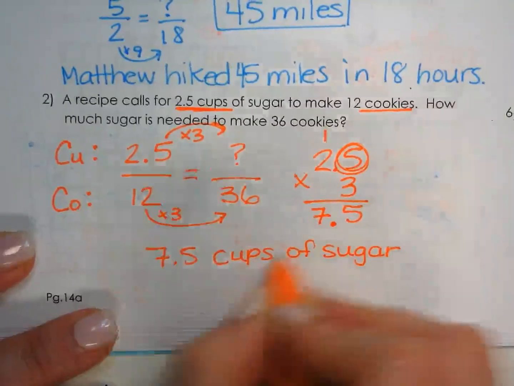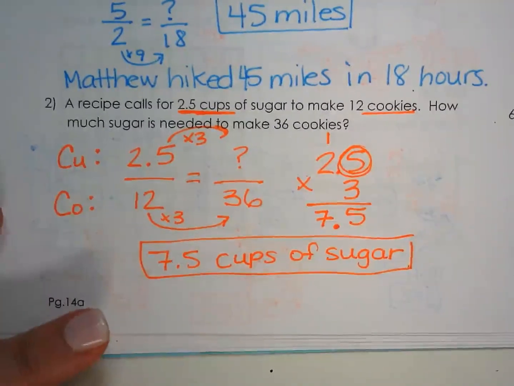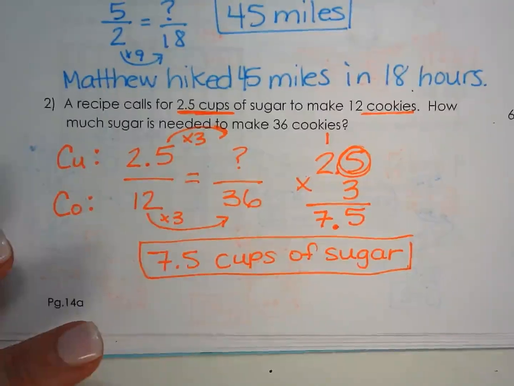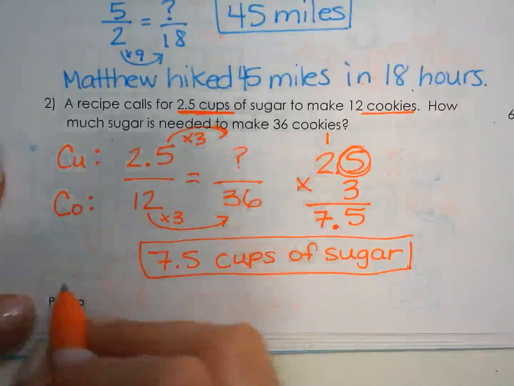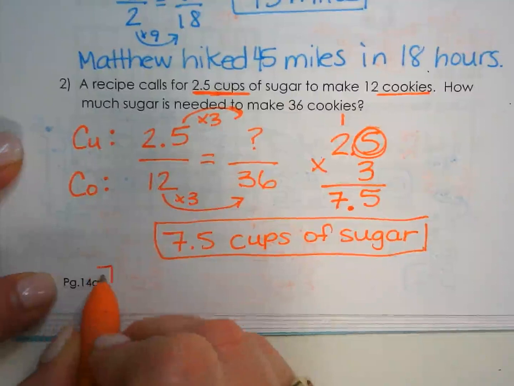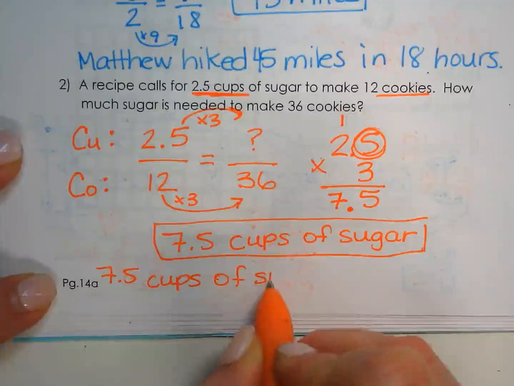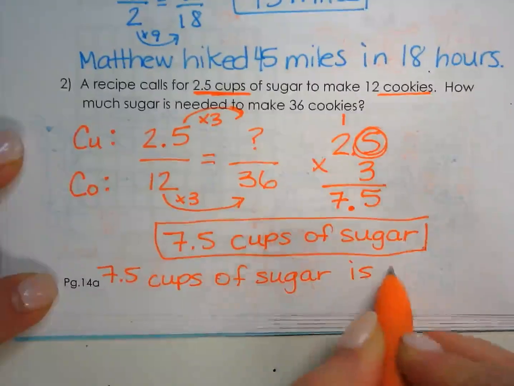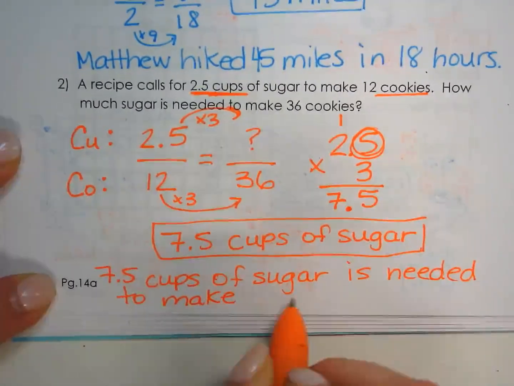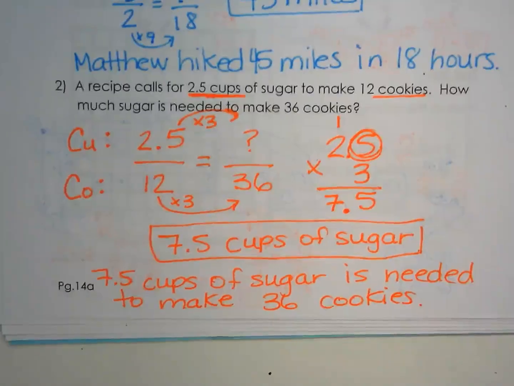And to write it in a sentence, so that's the answer we're looking for. That's the piece. And I want to make sure I separate that. Kids in my last class were giving me a ratio. I didn't ask for the ratio. I asked for how many cups of sugar I would need. Now, to write it as a sentence, it says how much sugar is needed. 7.5 cups of what? Sugar. Is needed to make? 36 cookies. There we go. That should be your final answer. That way it tells me you understand what we're looking for.